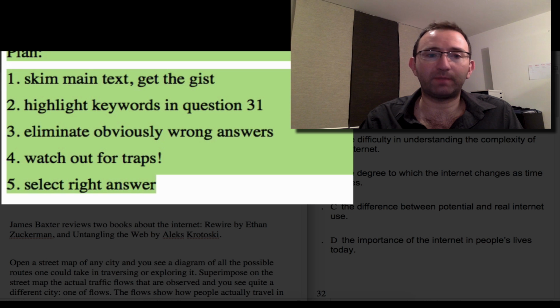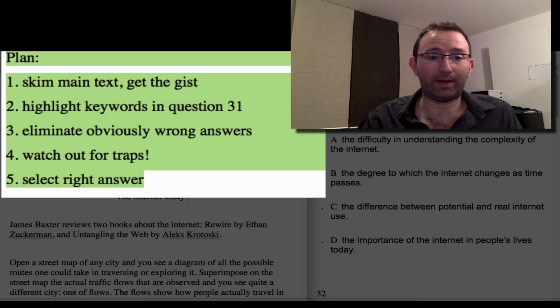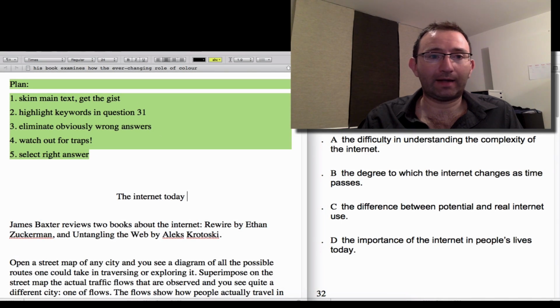What is a trap? Something that leads you in the wrong direction. For example, if the word complexity is in the text and in the answer, then I will be very suspicious about that. And finally, I will select the right answer. I hope to select the right answer anyway. Okay, let's get going. Let's do it.